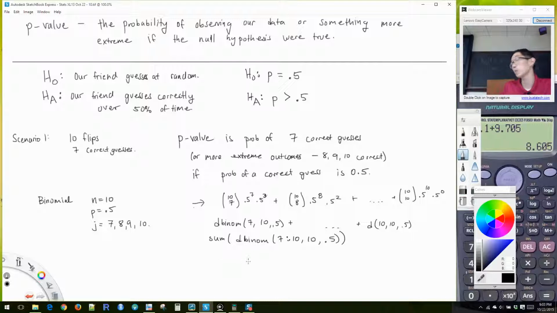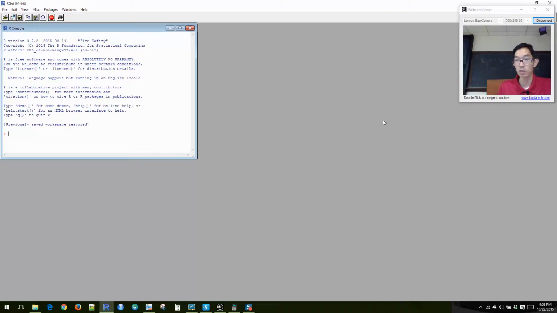Can I use pbinom for this also? Yeah. What would I do? pbinom. So I would do 1 minus pbinom 6, 10, 0.5. Because if I did 1 minus pbinom 7, I would miss the probability of getting 7. So I can punch all of these into R.